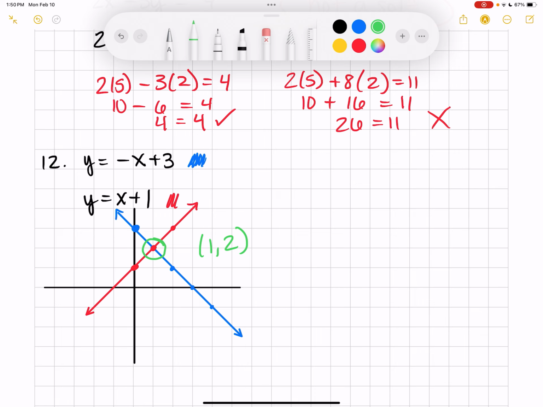Okay? Now, when you're checking, like I said, you only need to check it in one. Do you want to check it in the top one or the bottom one? Bottom, all right. So I plug in the numbers. Again, they're going into the original. So 2 equals 1 plus 1. 2 equals 2. So I've checked it and I'm good to go.